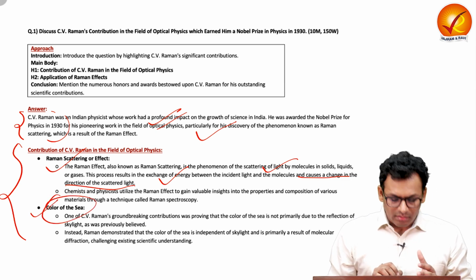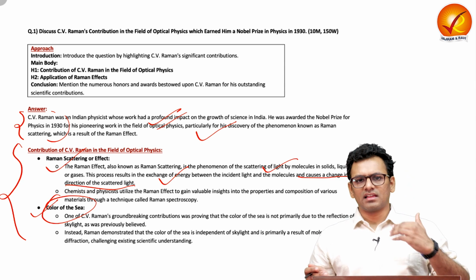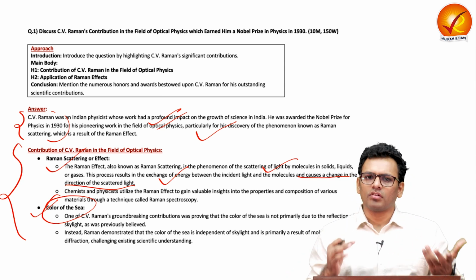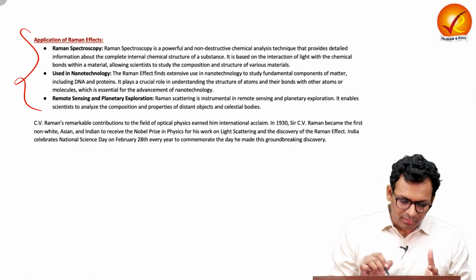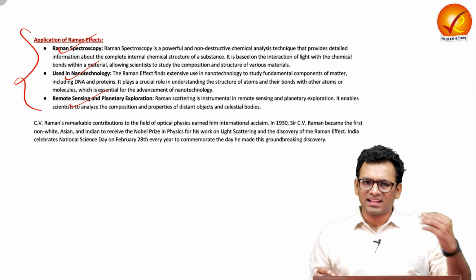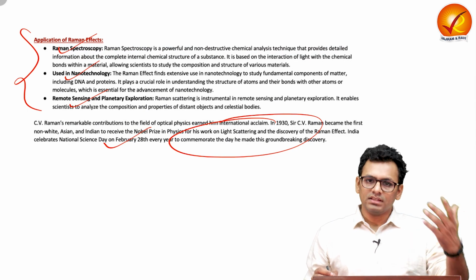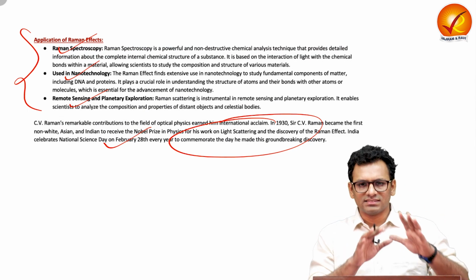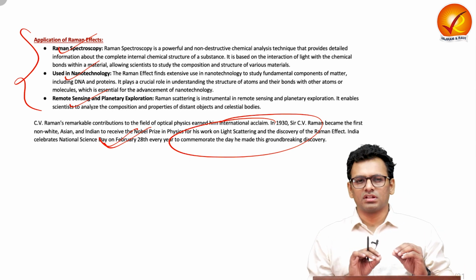You can also cite an example to give clarity, either make a diagram or give an example to give a better understanding of the concept. So you can cite one example like this. In the application part, you can talk about spectroscopy, nanotechnology and remote sensing, etc. And in the conclusion, you can talk about how we have designated his birthday as National Science Day to acknowledge his contribution. So that is something for question number 1.